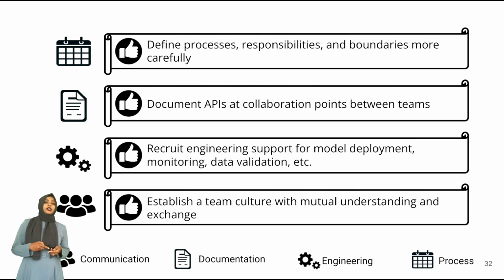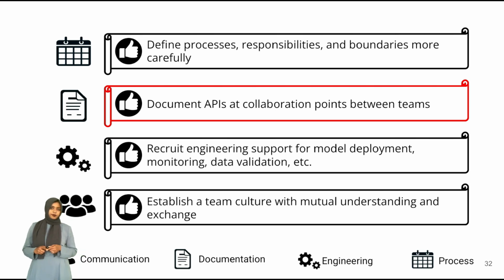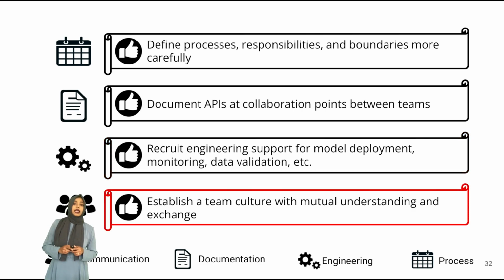So these are the recommendations we have for mitigating some of the challenges around these four themes. Defining explicit processes, responsibilities, and boundaries can be really helpful. Documenting the interfaces between different teams is very much needed. We often do not appreciate engineering effort much, but having engineering support for data validation, deployment, and monitoring of the model can be useful. And lastly, establishing a team culture of mutual understanding and setting a common vocabulary seems very important.